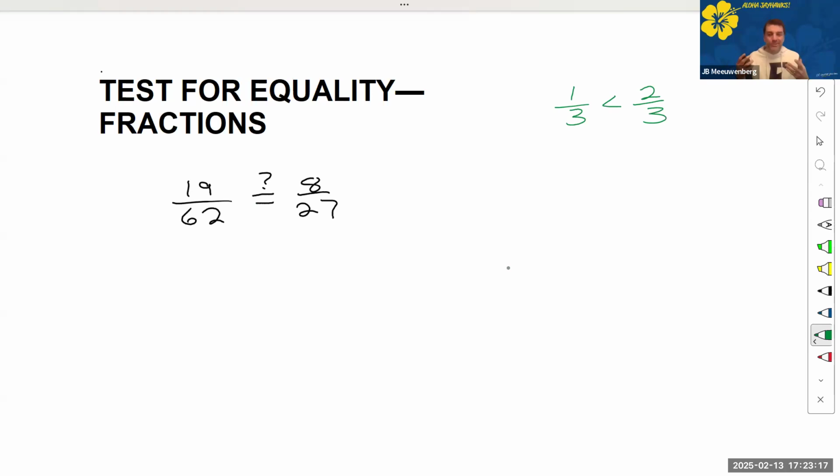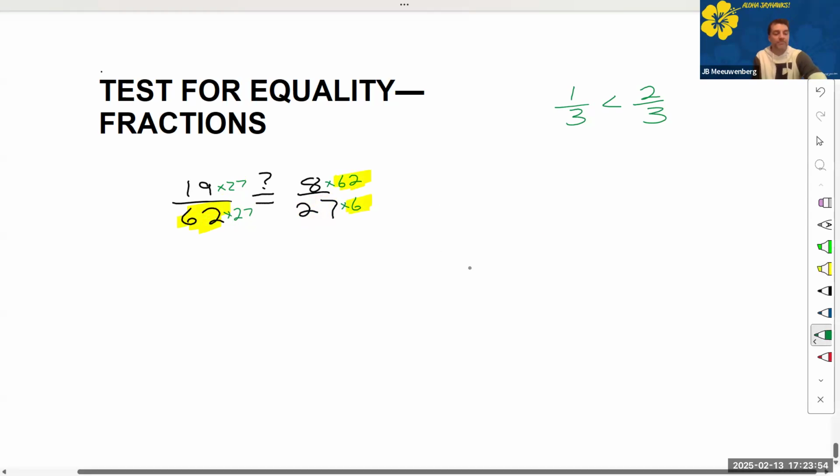Let's do that here. Now, 62 and 27, that's going to be kind of hard. I think the easiest way we can do that is take the first fraction, multiply it by 27 on top and bottom, and take the second fraction and multiply it by 62 on top and bottom. Notice that those are the opposite denominators. So this denominator is going to multiply this fraction on top and bottom. This denominator is going to multiply this fraction on top and bottom. And I accidentally deleted my 2.